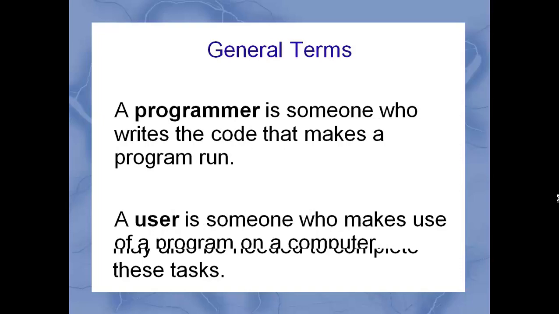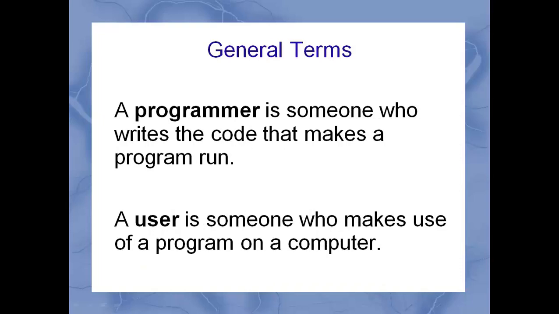The second pair of terms that we're going to look at are often confused by people who are creating computer programs. These are the terms programmer and user. A programmer is someone who's going to actually write the code to make a program run. They do not use the program, they just program it and create it for others to use. The user is the person who is going to use or run the program to make it perform a particular task.